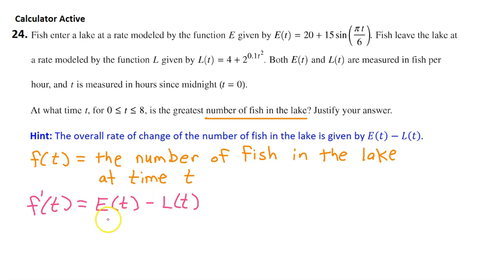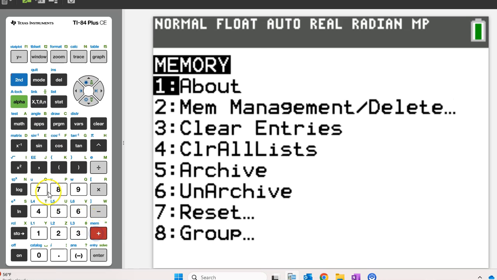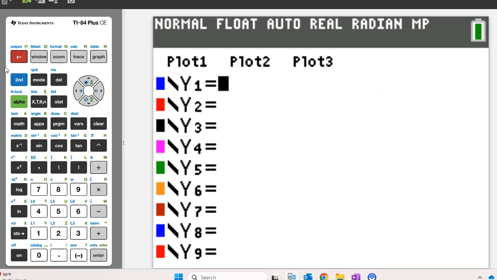Now is the time that we would normally make an f prime sign chart, and we would use that to find the input value that optimizes the output value. On a calculator active problem, we graph f prime, and the graph is the f prime sign chart. Take out your TI-84. Let's type in E of t as y1 and L of t as y2. Always reset your calculator at the beginning of an FRQ by hitting second plus 7, 1, 2. That gives you a fresh calculator.